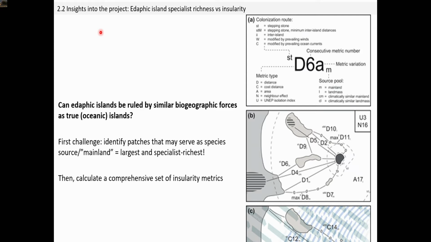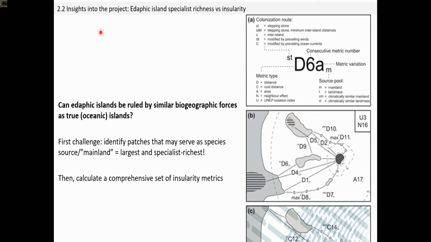Now I'm not going into the methodological details, but this has also been corrected for topological mismatches. If you have questions, I will be happy to take them, and hopefully I will manage to answer. By largest and specialist-richest, I mean we used the data distribution of edaphic island size and specialist richness, taking the last quartile, about 75%. And then from there, we could calculate a comprehensive set of insularity metrics.